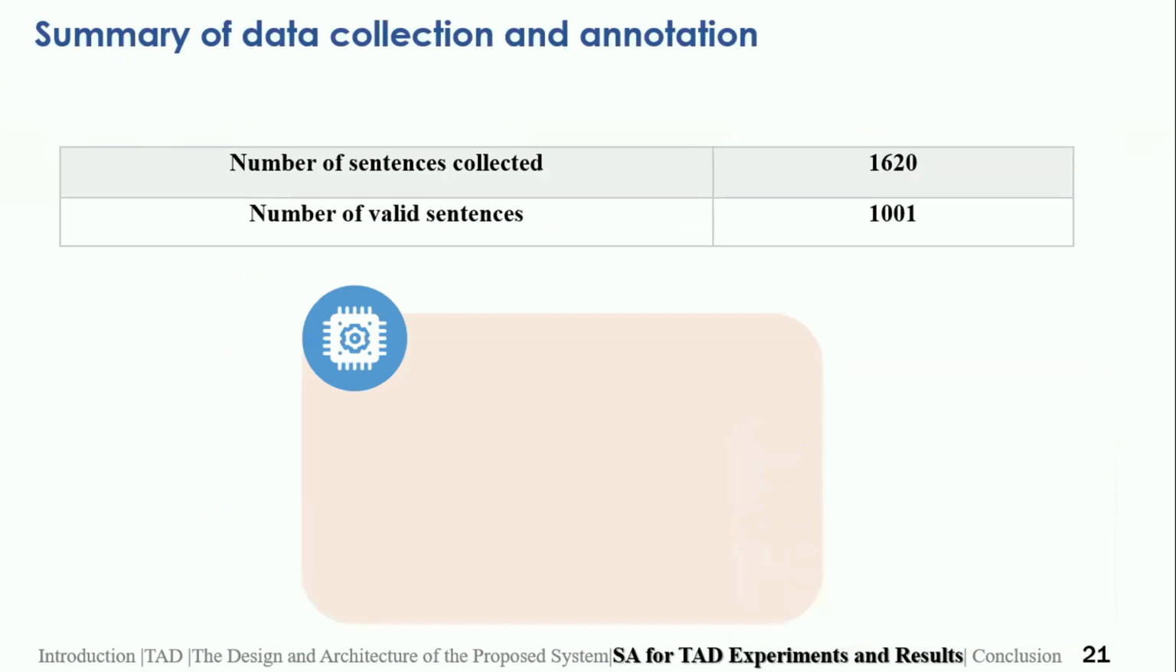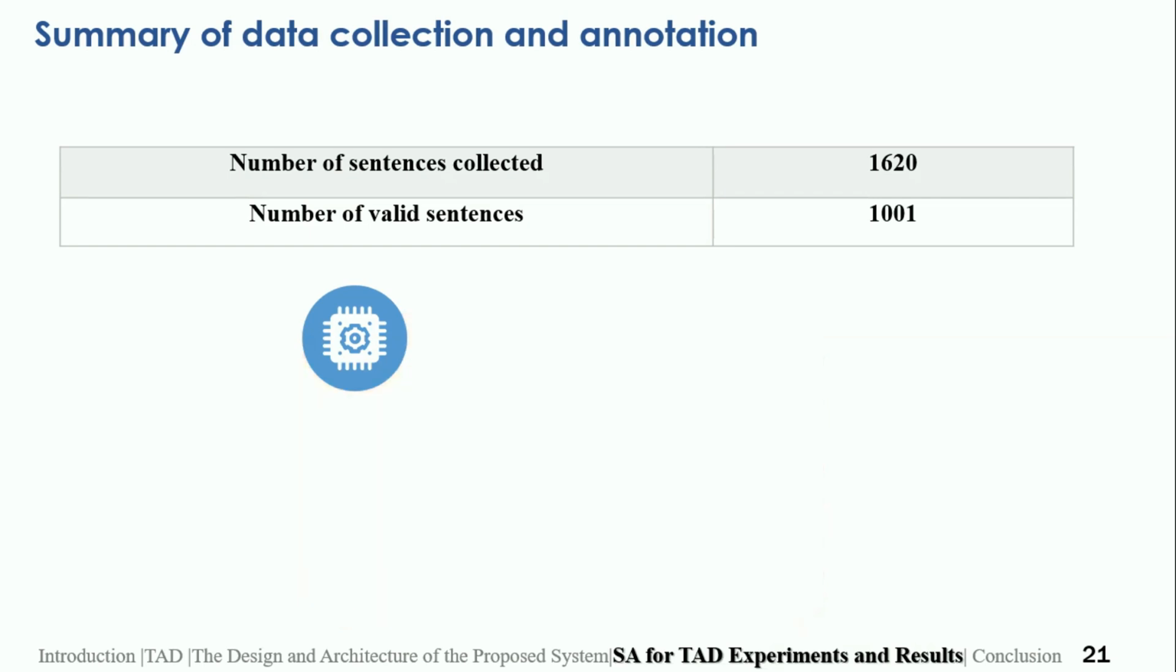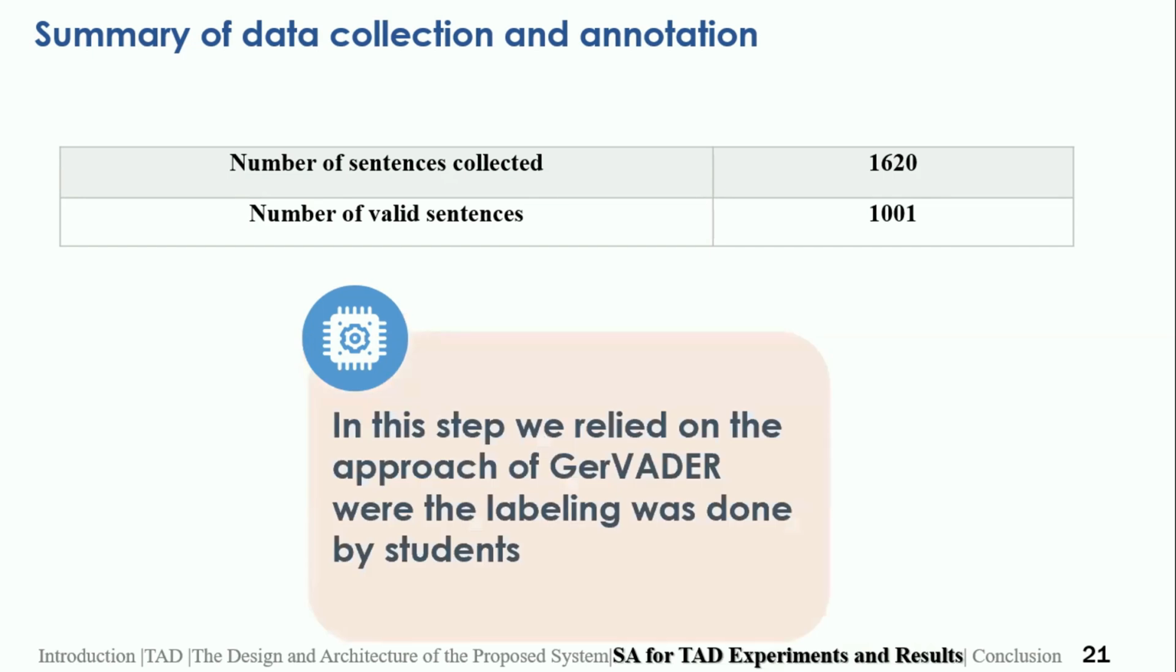The number of sentences collected is 1,620, and the number of validated sentences in our corpus is 1,001. We started labeling the sentences according to polarity and language. The sentences were labeled by me and a friend who is not an expert in the domain. In this step, we relied on the approach of VADER, where the labeling was done by students.